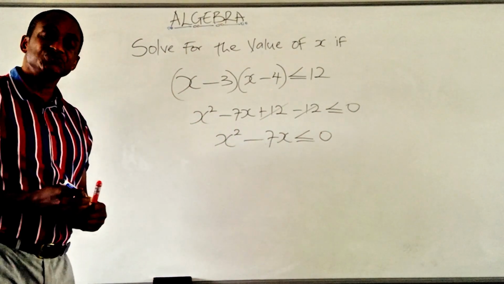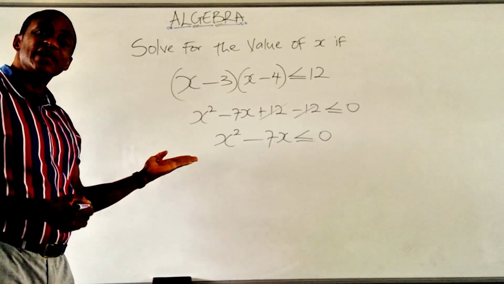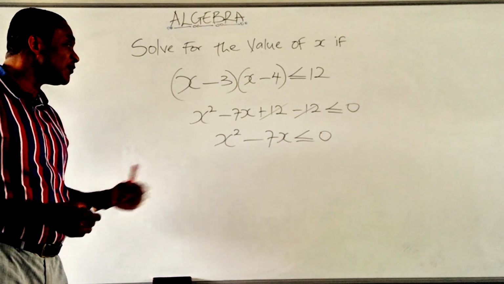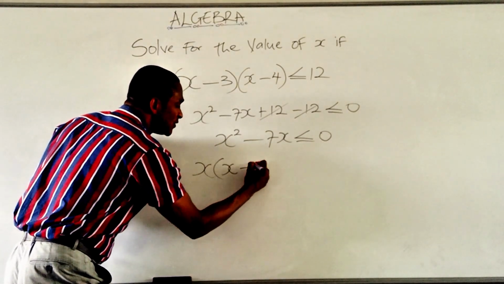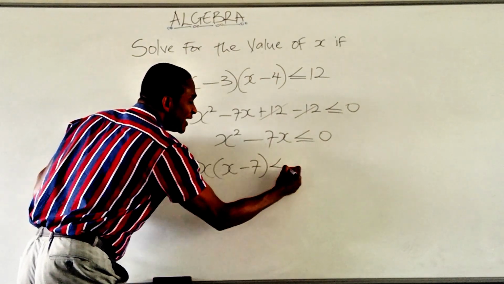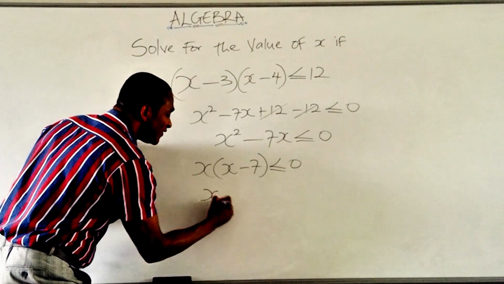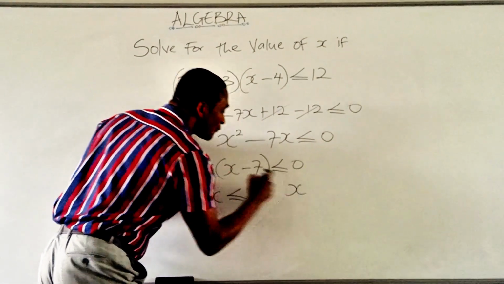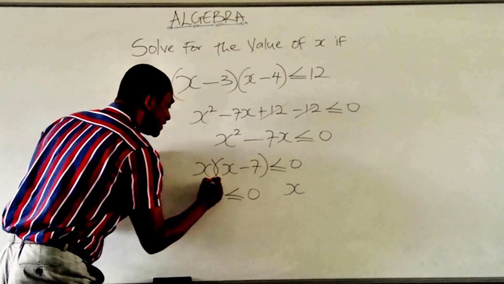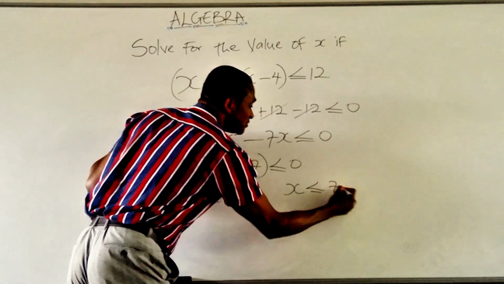Now that it's equated to 0, we can factorize. With our expression, the type of factorization that can actually work here is by common factor. So we have x(x minus 7) less than or equals to 0. If we equate individual brackets to 0, remember this represents a bracket, we have x less than or equals to 0, and now x less than or equals to 7.